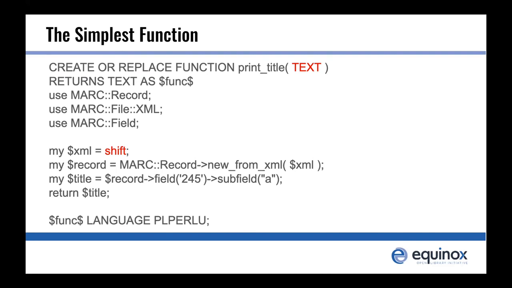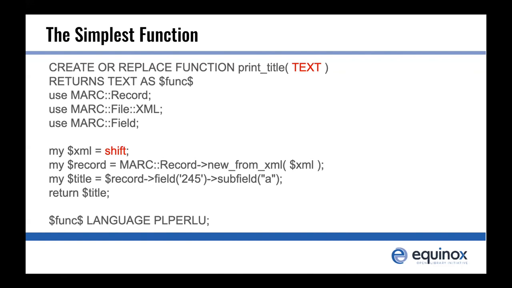I'm going to declare that I am taking as my first parameter the text blob and declaring the variable XML for it. You don't have to do it this way, but it's a normal PERL convention for taking in a parameter, and you can use it here just like you could in a command line PERL program. And then I'm going to call MARC record and say, new from XML, take that text blob and give me a record object, as indicated by that record variable.